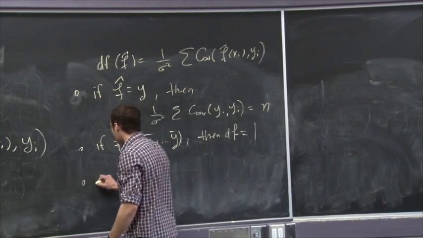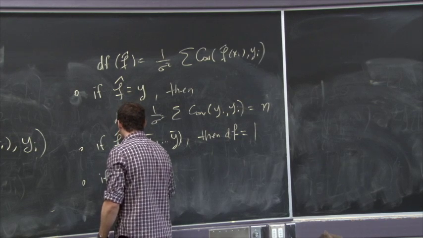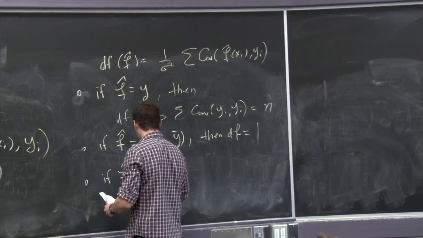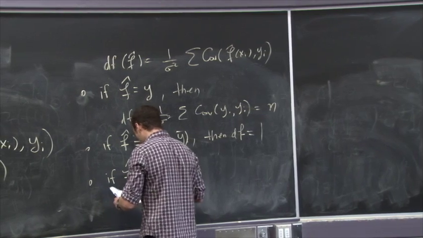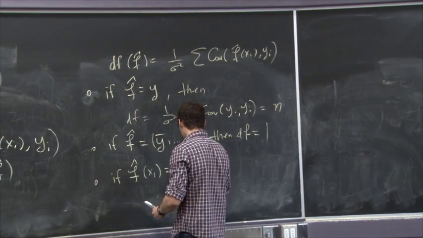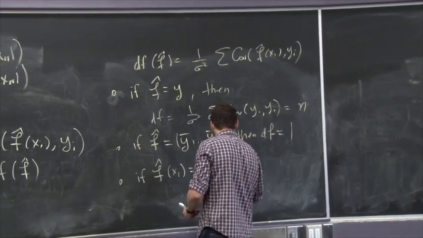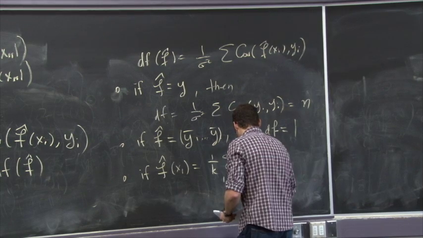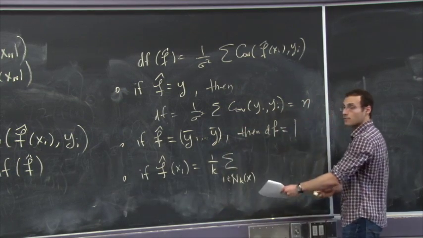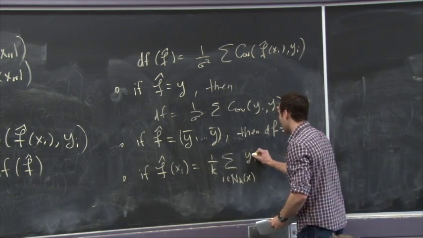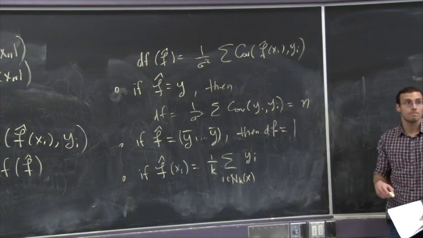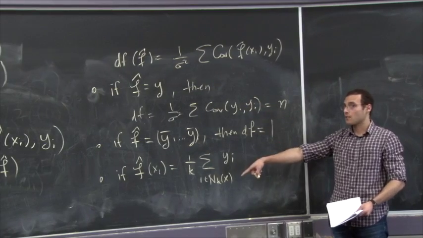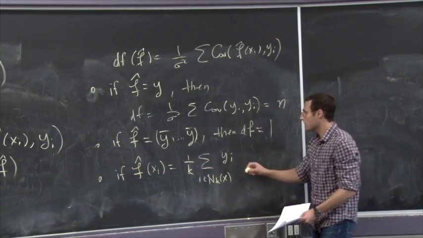And what if f hat at a point xi was given by taking the average of all points yi in the neighborhood of x of size k? This is exactly the k-NN fit. I'm treating x as fixed. Remember, that was what we did at the start of all this. So only y is random. What's the degrees of freedom?